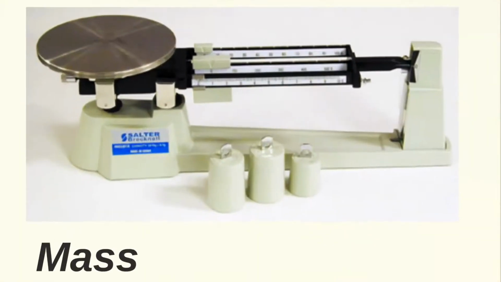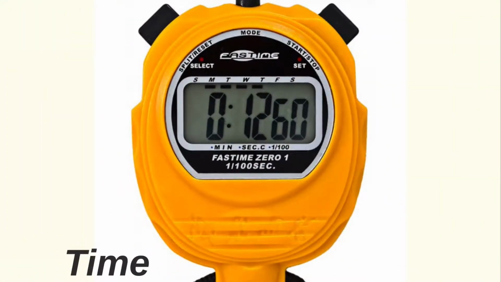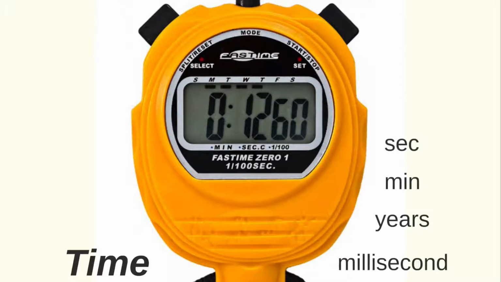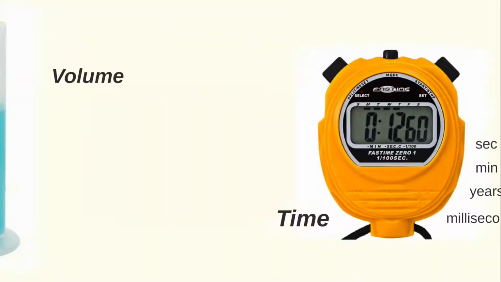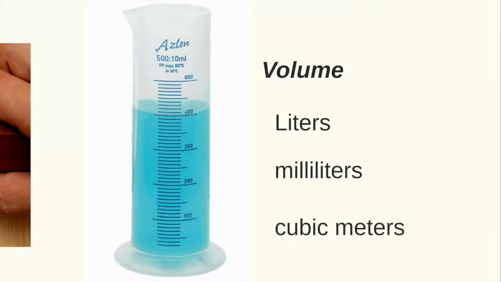Now, all measurements need units to tell us what they mean, and sometimes those units can be relatively simple, but sometimes they're fairly complex. Units for mass include grams, kilograms, and milligrams. Units for time could be seconds, minutes, years, or milliseconds, depending on how long the event that you're measuring will take. Some units for volume are liters and milliliters, and another one, cubic meters. In fact, you can take any unit for distance and turn it into a unit for volume by cubing it.